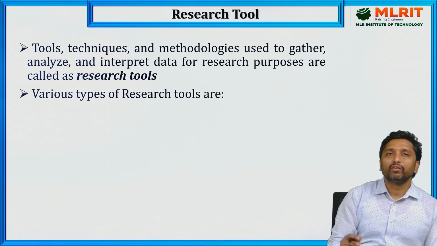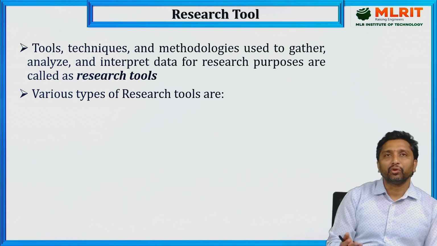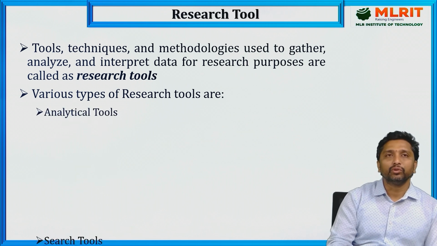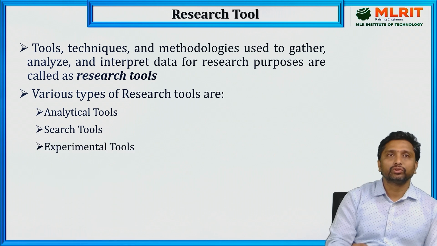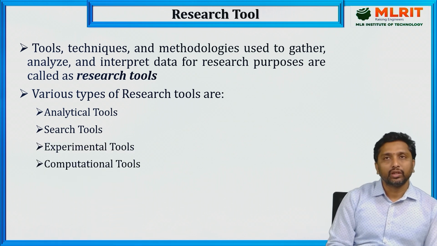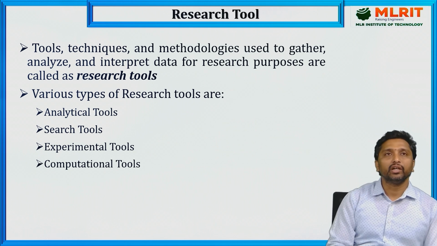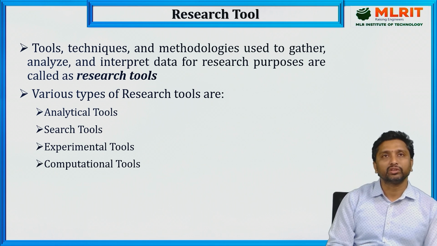So there are various types of research tools depending on the various types of domains. So we can see analytical tools, search tools, experimental tools, and computational tools. Analytical, basically, is commonly used in data analytics. And search tools, you can see Google is a search tool, one of the best search tools, how to improve it, how to develop it.